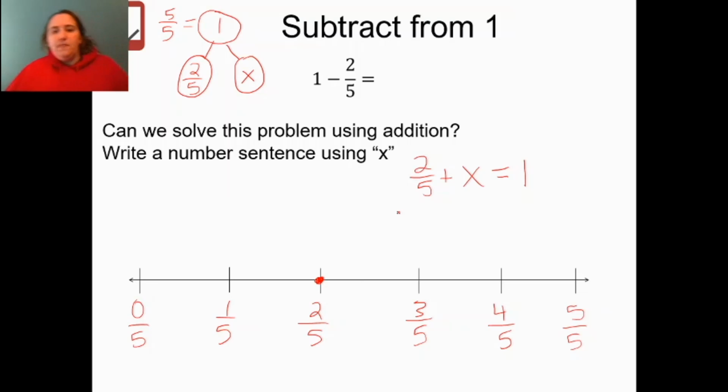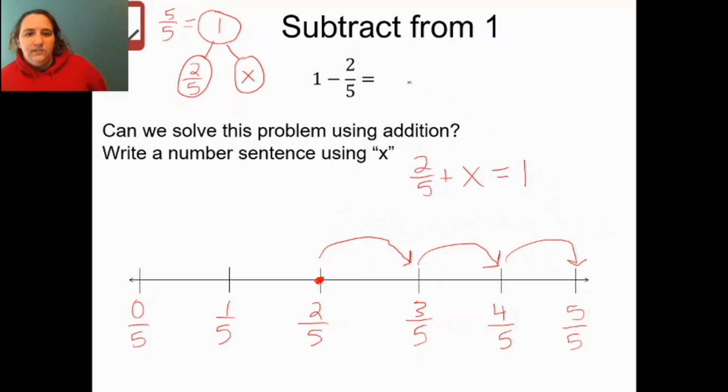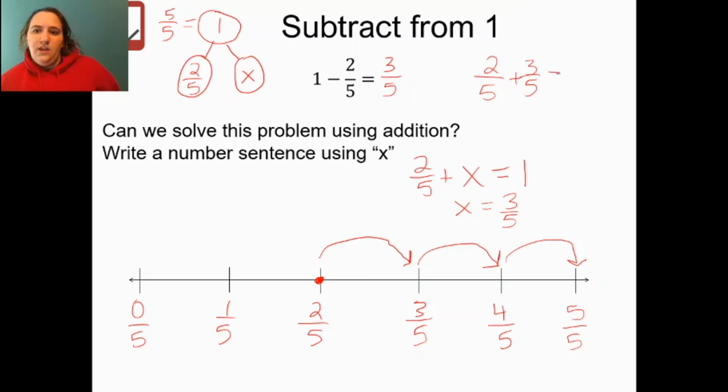So here we are starting at 2/5, and we're going to see how many jumps we have to make to get to 1 whole. So let's count. 1 jump, 2 jumps, 3 jumps. So we have to jump 3 times, or 3/5, to get to 1 whole. So our answer should be 3/5. So x should equal 3/5. Let's plug it in and see. So we have 2/5 plus 3/5, and that should give us 5/5, which we know is also 1 whole. And there you go.